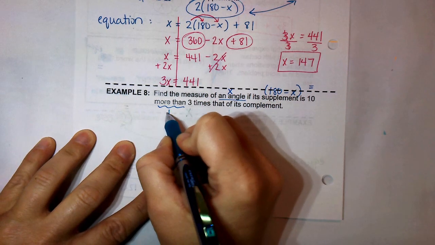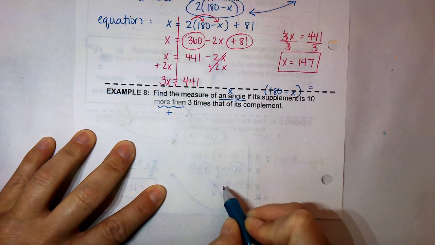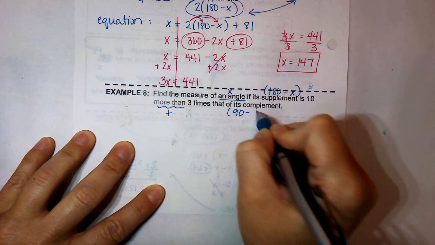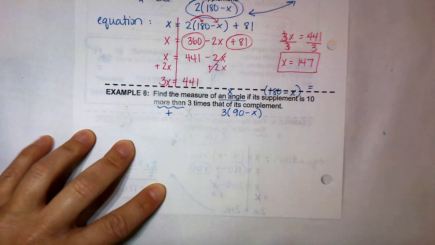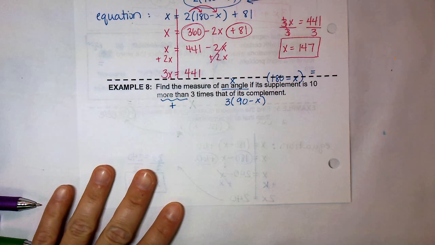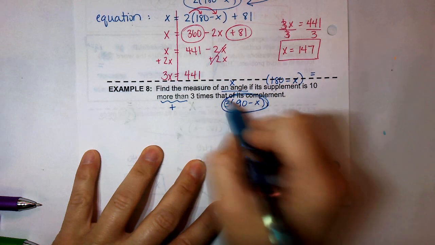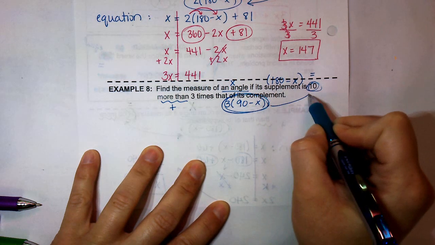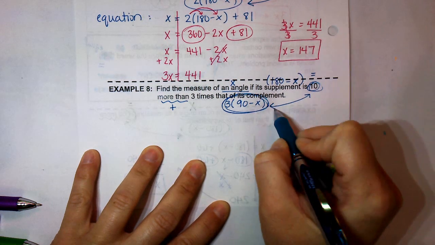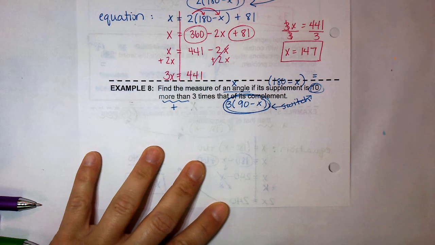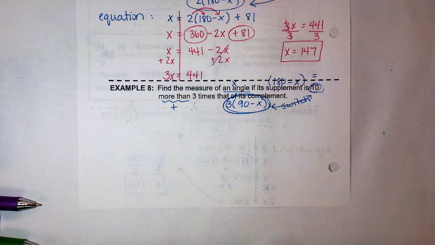More than means to add and switch. And 3 times its complement. So complement is 90 minus x. And 3 times means I stick a 3 out in front. So then it would be 180. Hold on. So switching this and this, because I'm still just tearing my sentence apart. All right. So now I have all my notes. I know I'm switching. I know that's 3 times 90 minus x. I know all the things, right?